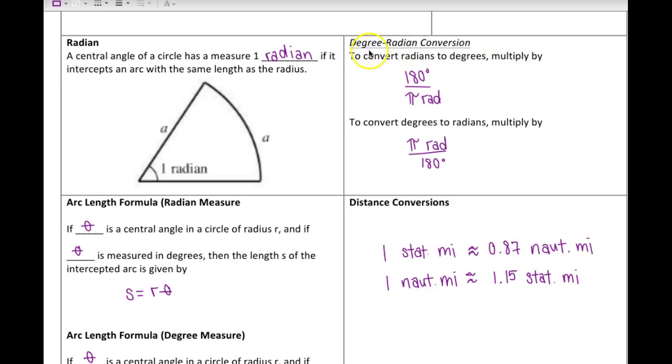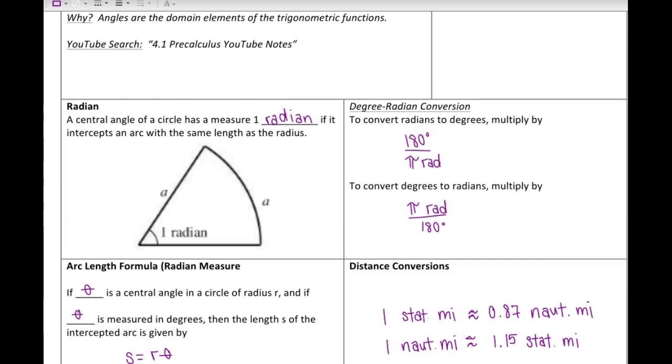To convert, degree radian conversion. To convert radians to degrees, multiply by this. To convert degrees to radians, multiply by this. So degrees and radians are just two different ways to measure an angle, and we're going to be using both of them in this class.